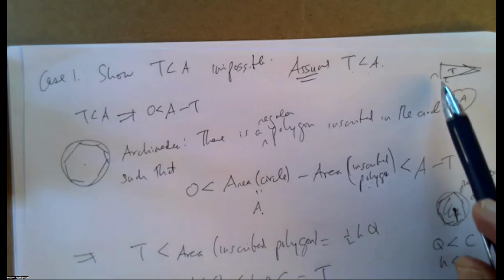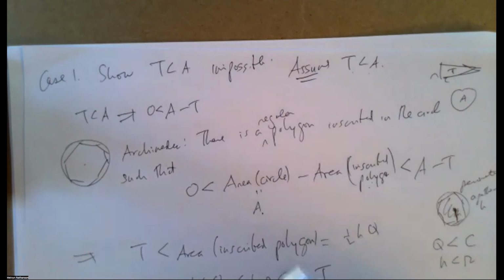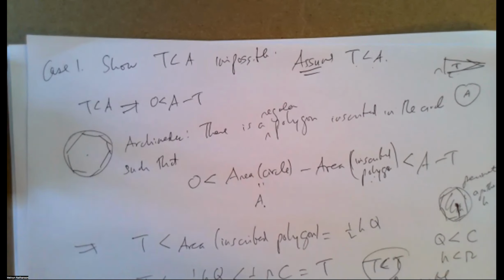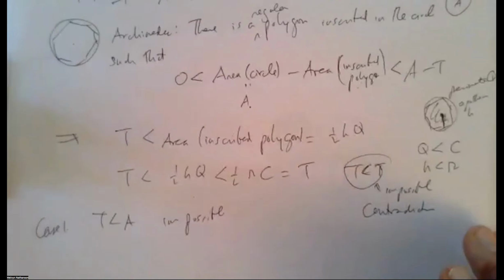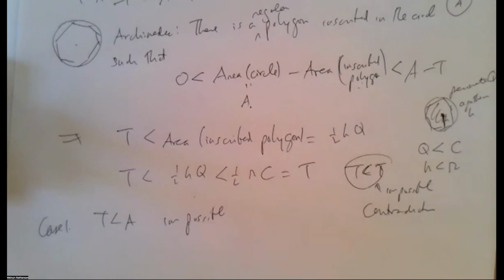but that's equal to the area of the triangle. The area of the triangle is 1/2 the base times the height. So T is less than T, strictly less than T. This is impossible. So we have a contradiction. So case one, T less than A, is impossible. So we can cross out case one. That cannot happen.